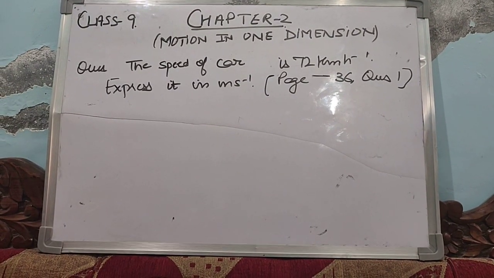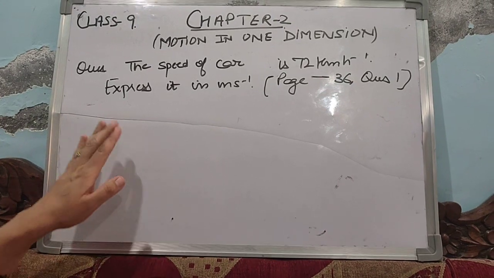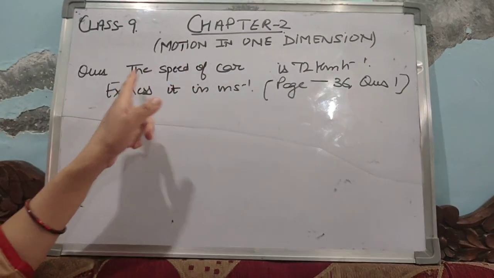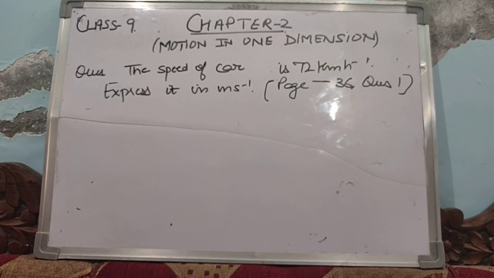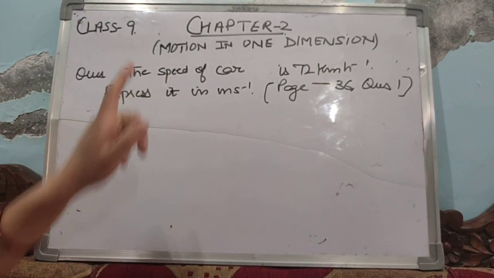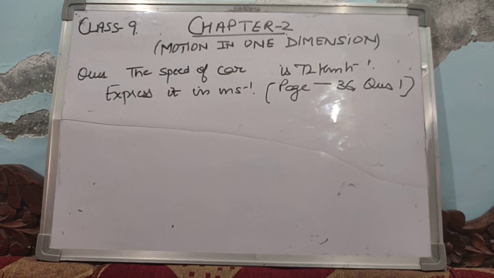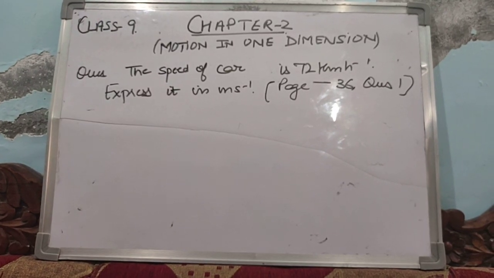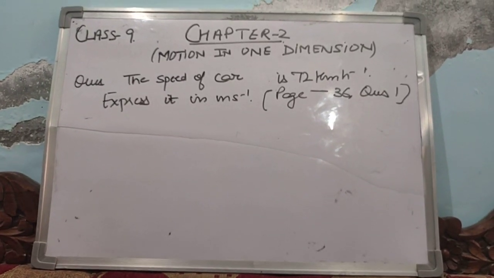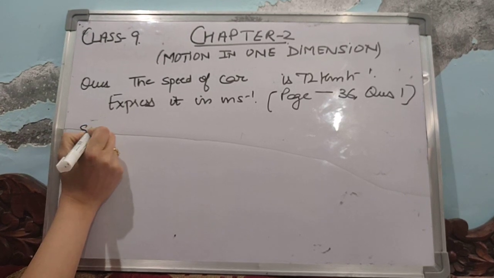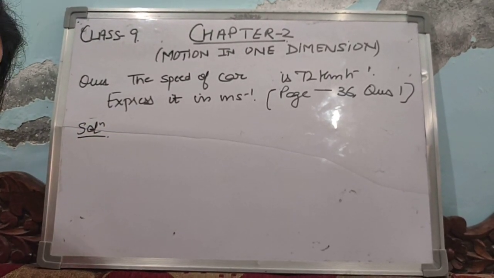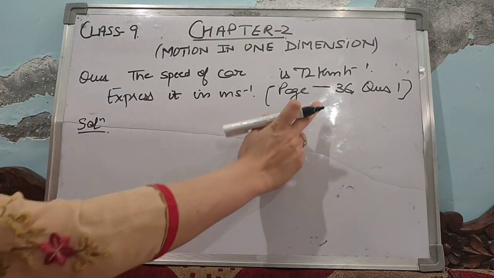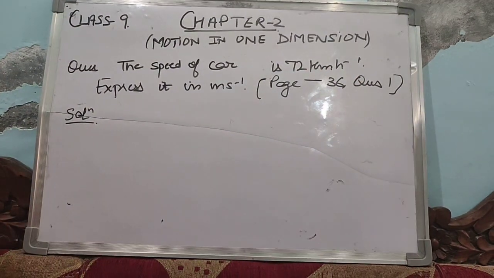Now we'll be solving certain numericals. Dear students, I am solving the first numerical from page number 36 from the book itself. So the question is, the speed of the car is 72 km per hour. Express it in meter per second. You can see the questions from the book itself, unsolved numericals I am solving. Page number 36, question number 1.